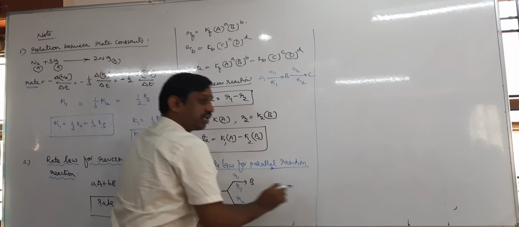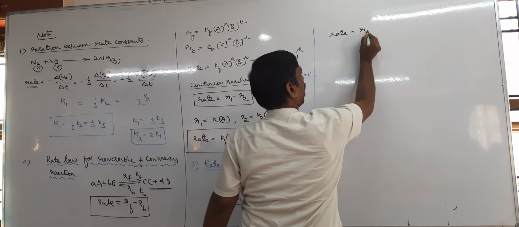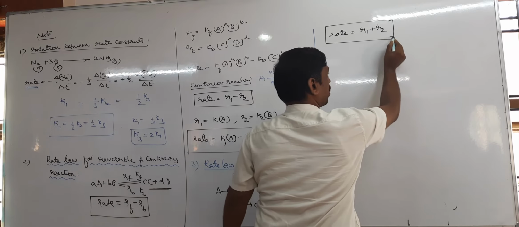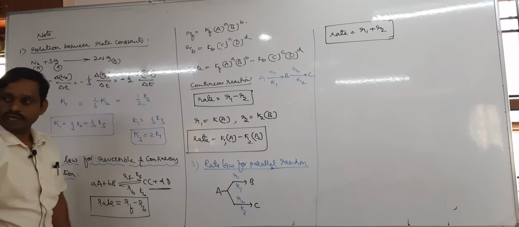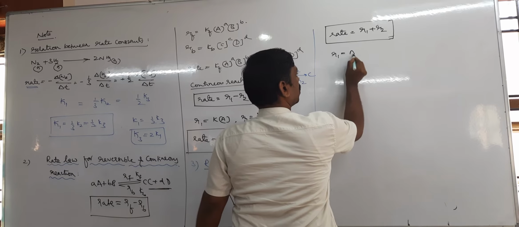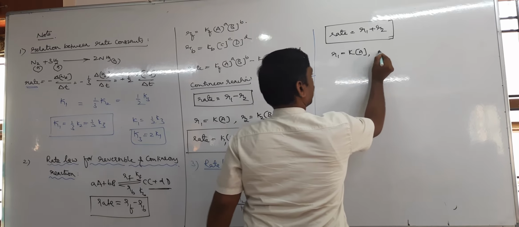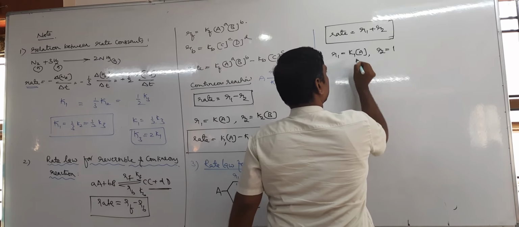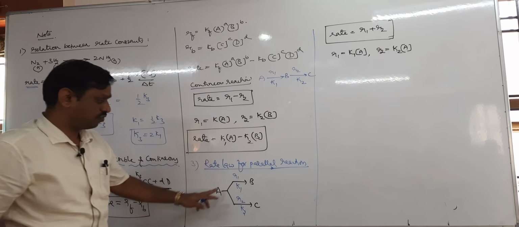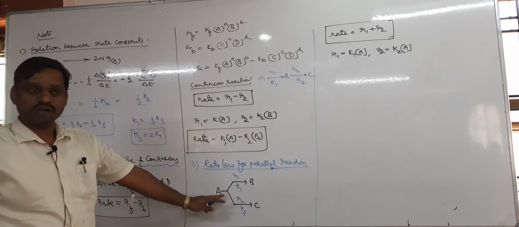Then what is the rate law for parallel reaction? Their rate is equal to R1 plus R2. So remember, it is addition for a parallel reaction. Okay. So can you write what R1, R2 are? R1 equal to K1 into molar concentration of A, R2 equal to K2 into molar concentration of A only, because for both the reactions A is the concentration reactant.